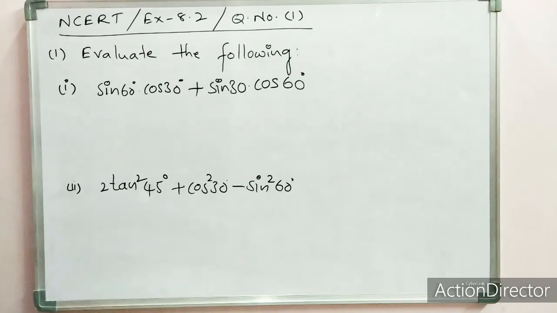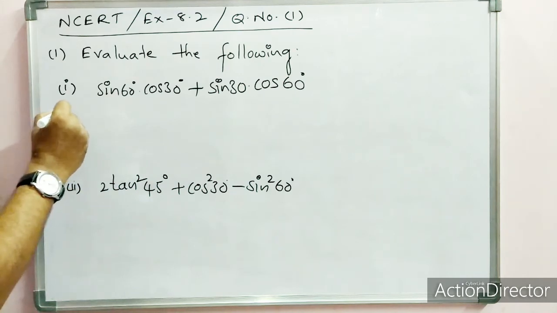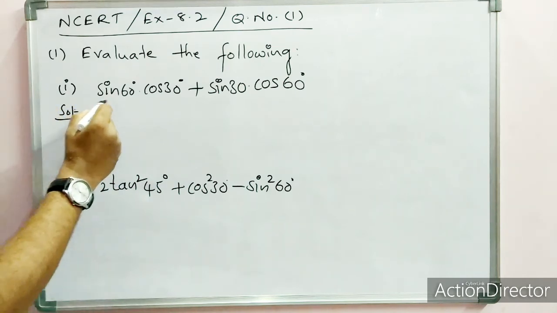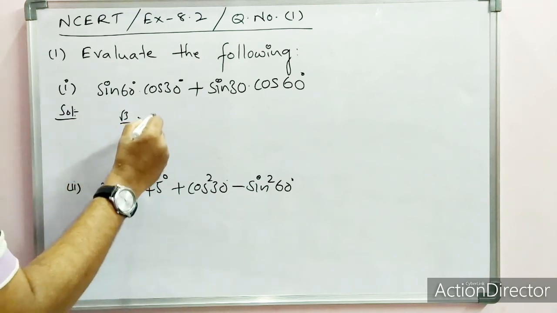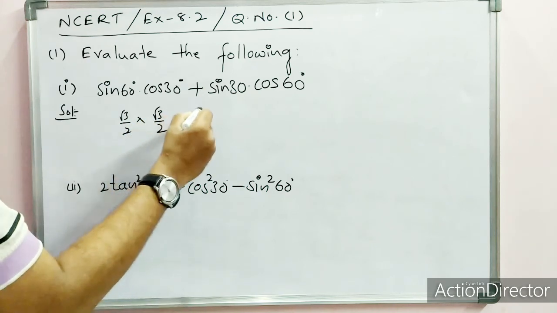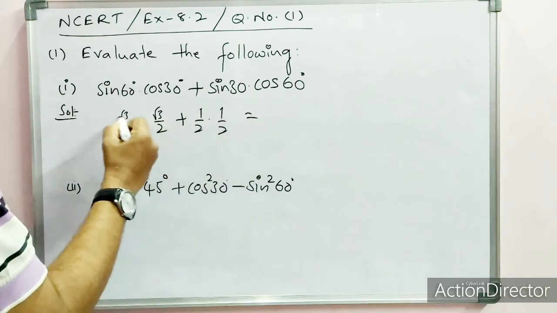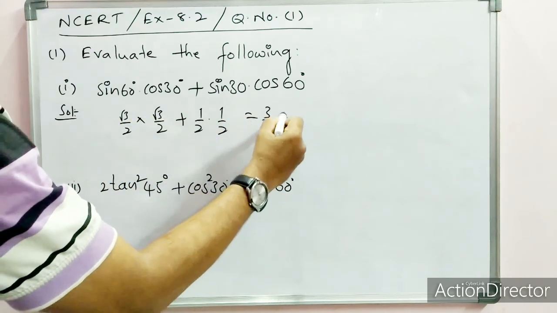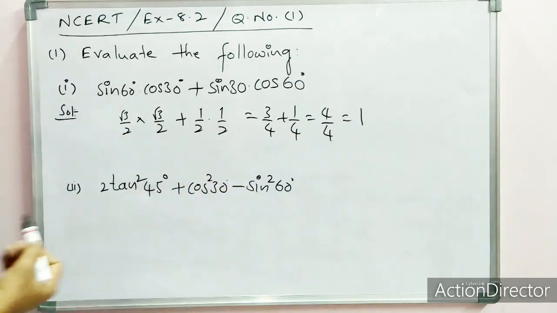Now, NCERT exercise 8.2. This is question number 1. Evaluate the following: sin 60 cos 30 plus sin 30 cos 60. Here it is direct substitution. Sin 60 is root 3 by 2, into cos 30 is also root 3 by 2, plus sin 30 is 1 by 2 and cos 60 is also 1 by 2. Now it will be 3 by 4 plus 1 by 4. It will become 4 by 4. So the answer will be 1.